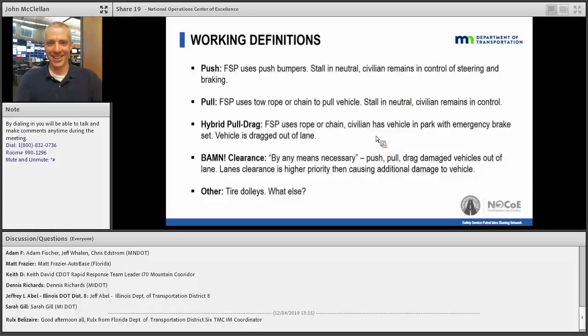An interesting one for number 3, and if some of you have a better way to call it, that's great. I know I heard from at least one state that they pull it, but they tell the civilian driver to put the car in park, set the emergency brake, and they're basically dragging the vehicle to the shoulder. The idea is that the FSP driver remains in control of where the car goes, minimizing the chances that the civilian is going to do something crazy. So that's an interesting approach to it.